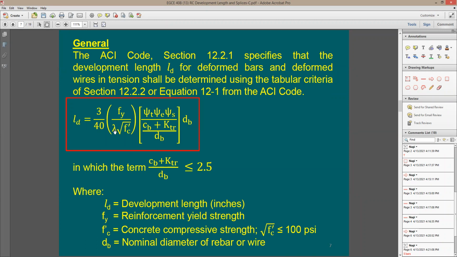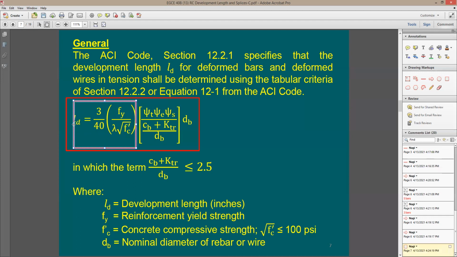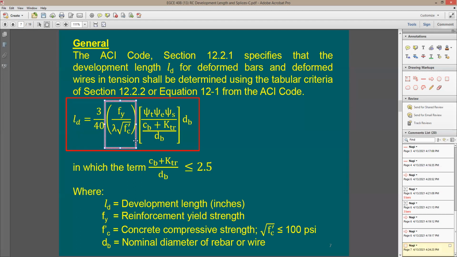This lambda factor is the factor for lightweight concrete. If you guys recall the lightweight concrete factor, if you have lightweight concrete, you use lambda of 0.75. If you have normal weight concrete, it's going to be 1.0. So I guess I was able to cover this easily. I have this information from the past, right? I know these variables. I hear about them. That was easy.